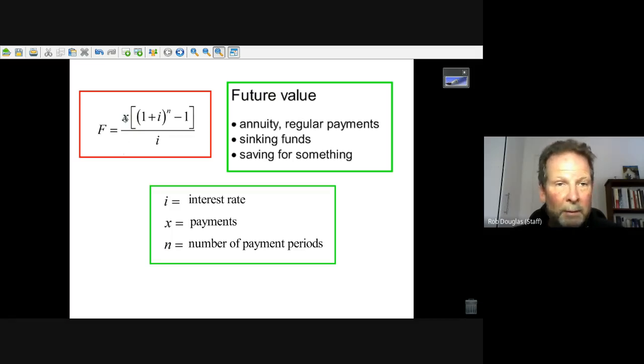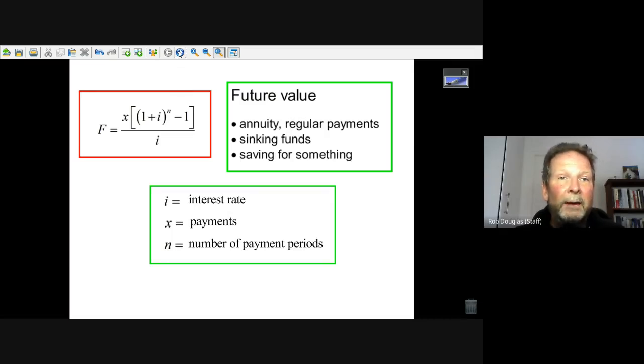Your regular payment is X. I is the interest rate for the period you're talking about. It could be monthly, quarterly, it's generally monthly. And N is how many payments you make. Now, this formula is designed to work for the payment happening at the end of the month. That's really important. We're going to figure out why that's true right now.